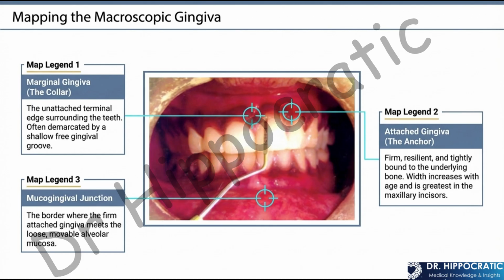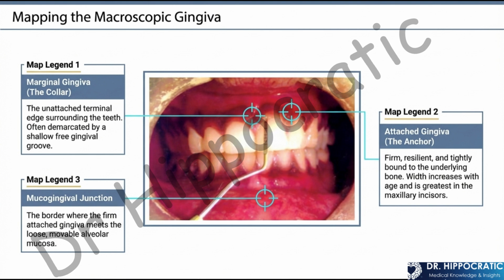That makes total sense. Now, the slide specifies 2 really fascinating variables here. The width increases with age, and it is greatest in the maxillary incisors. Both very important clinical facts. Well, I understand why the maxillary incisors, the top front teeth, need the widest anchor. They guide the jaw during incisive movements and take the brunt of the shearing forces when we bite into food. Yes, they do the heavy lifting for biting.